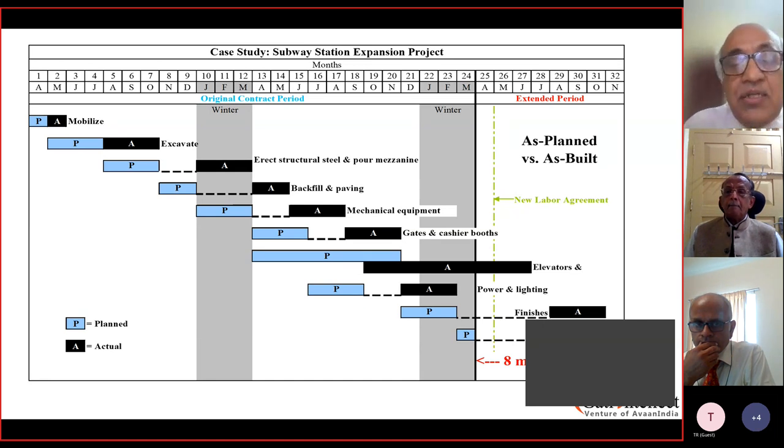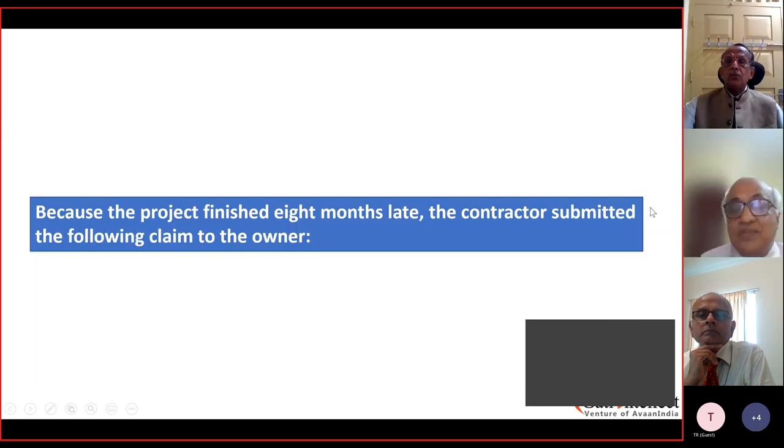This is just to give a flavor that all these concepts can be applied for various types of contracts. This case is about a project, and we will go into that in more detail. But I just wanted to tell you that there could be other types of claims and other types of contracts, but the same concept will apply. Thank you, Ram. Let's move to the next one.